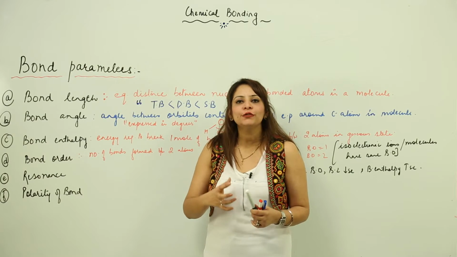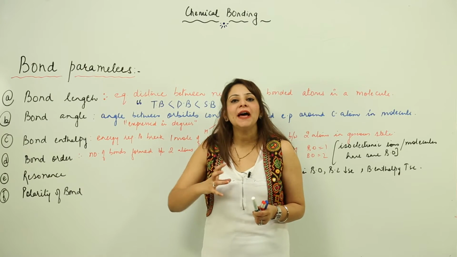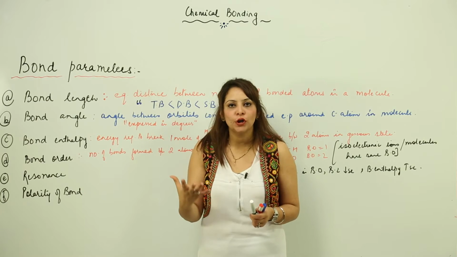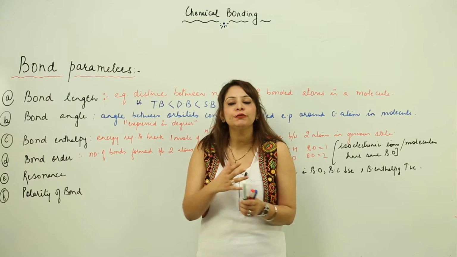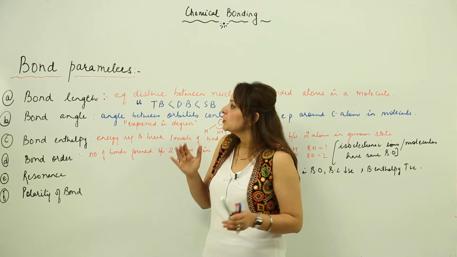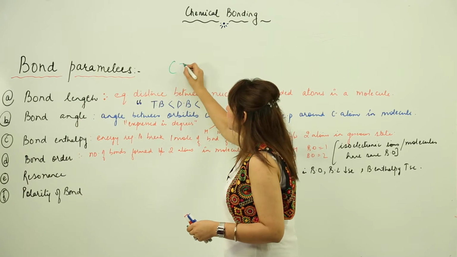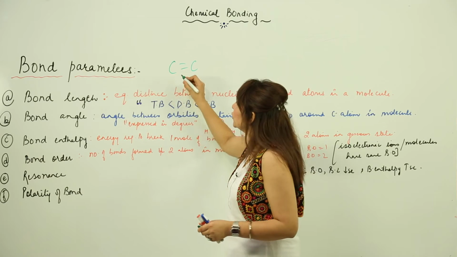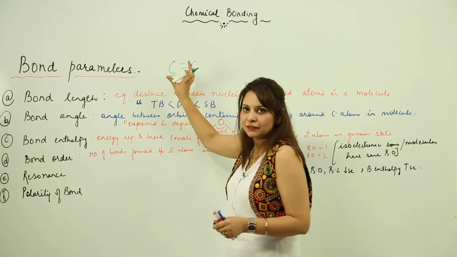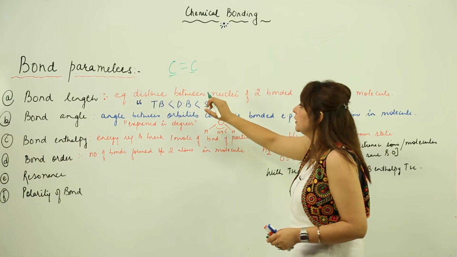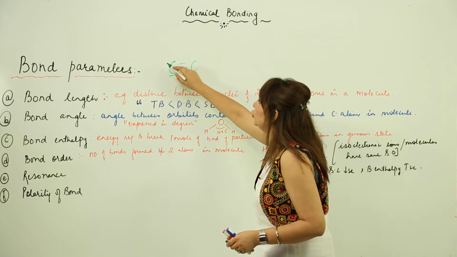Now we are going to look at bond parameters. Bond parameters try to define the bond, giving all the information regarding the bond. First we have bond length. Suppose there is a double bond between carbon and carbon. Bond length is the equilibrium distance between the nuclei of two bonded atoms.